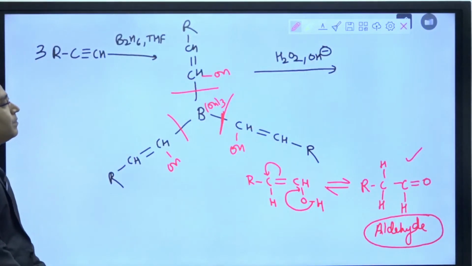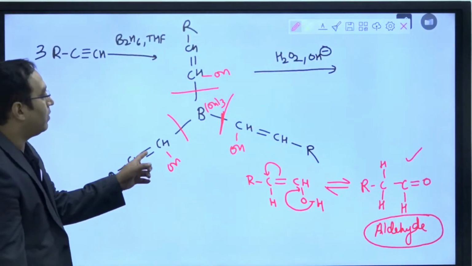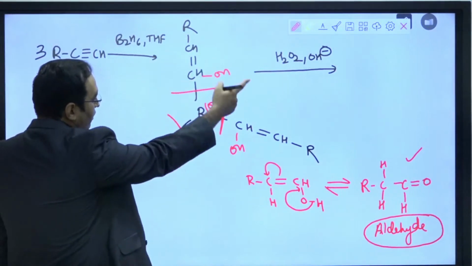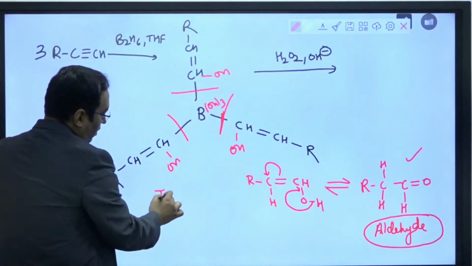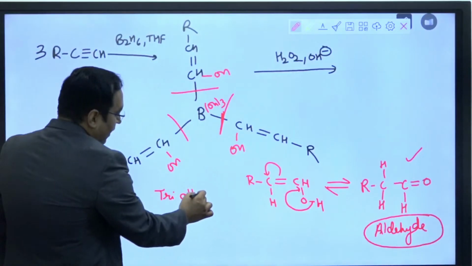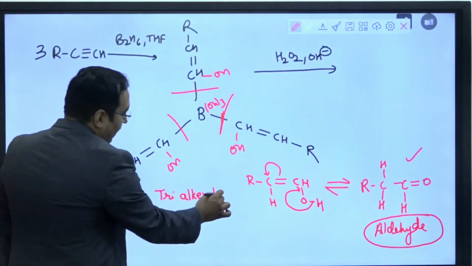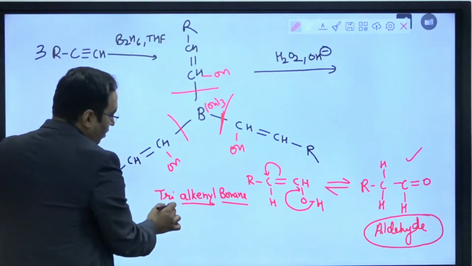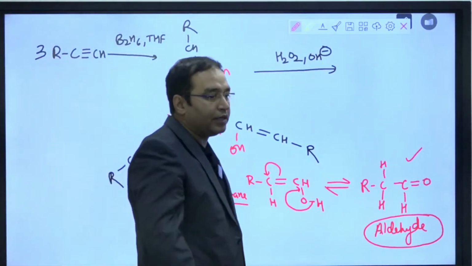Fine. What is the name of this compound? That was trialkyl borane. What was the name of this original compound? No, alkyl nahi, alkenyl. This is alkenyl borane because this is a double bond. Okay. Yes, please ask the question.